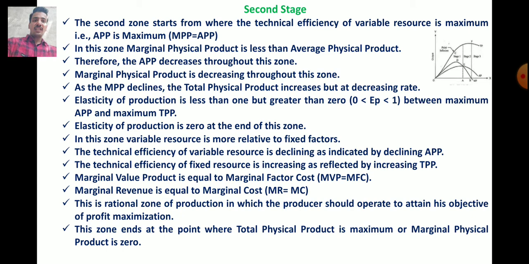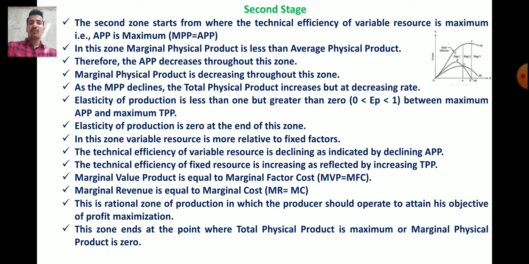Means in the second stage, APP is decreasing, MPP is also decreasing throughout this zone. As MPP declines, the total physical product increases but at a decreasing rate. Means TP is also increasing but at a decreasing rate. Elasticity of production is 0 at the end of this zone. Means EP is 0 at the end of the second stage. In this zone, variable resources are more relative to fixed resources. What happens in the first stage? In the first stage, fixed resources are more than variable resources, but in the second stage the situation is totally opposite, means in the second stage variable resources are more relative to fixed factors or fixed resources.